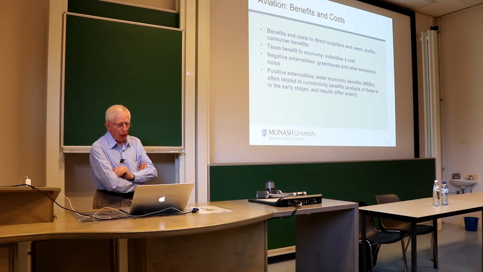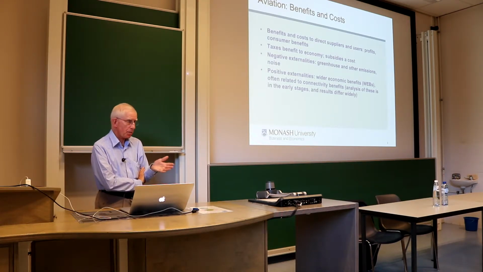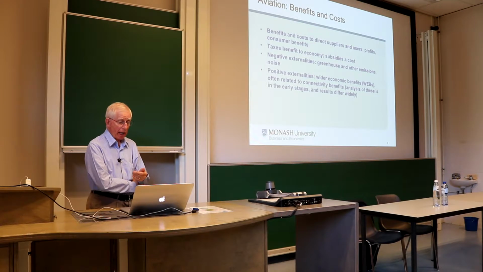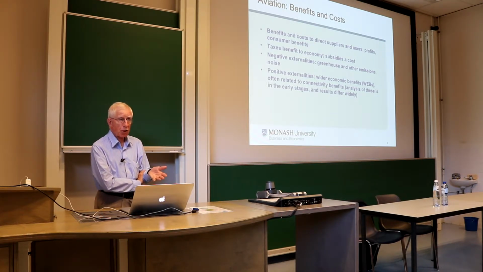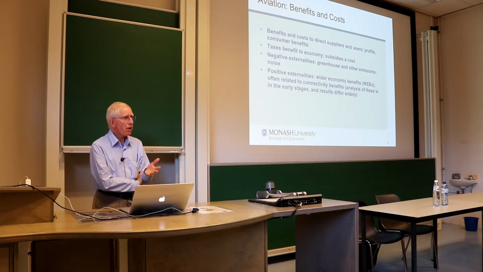Okay, now just looking at the benefits, mainly the economic benefits, how would we look at them? Well, there are costs and benefits to the direct suppliers and users. People who travel get benefit from aviation, and the airlines and airports that supply also get a benefit in terms of profits, probably. So those are some of the benefits. Then on top of that, there are tax benefits to the economy. It might be that aviation is bringing in tax benefits. It also might be that there are subsidies which have a cost to the community. Then there are various externalities.